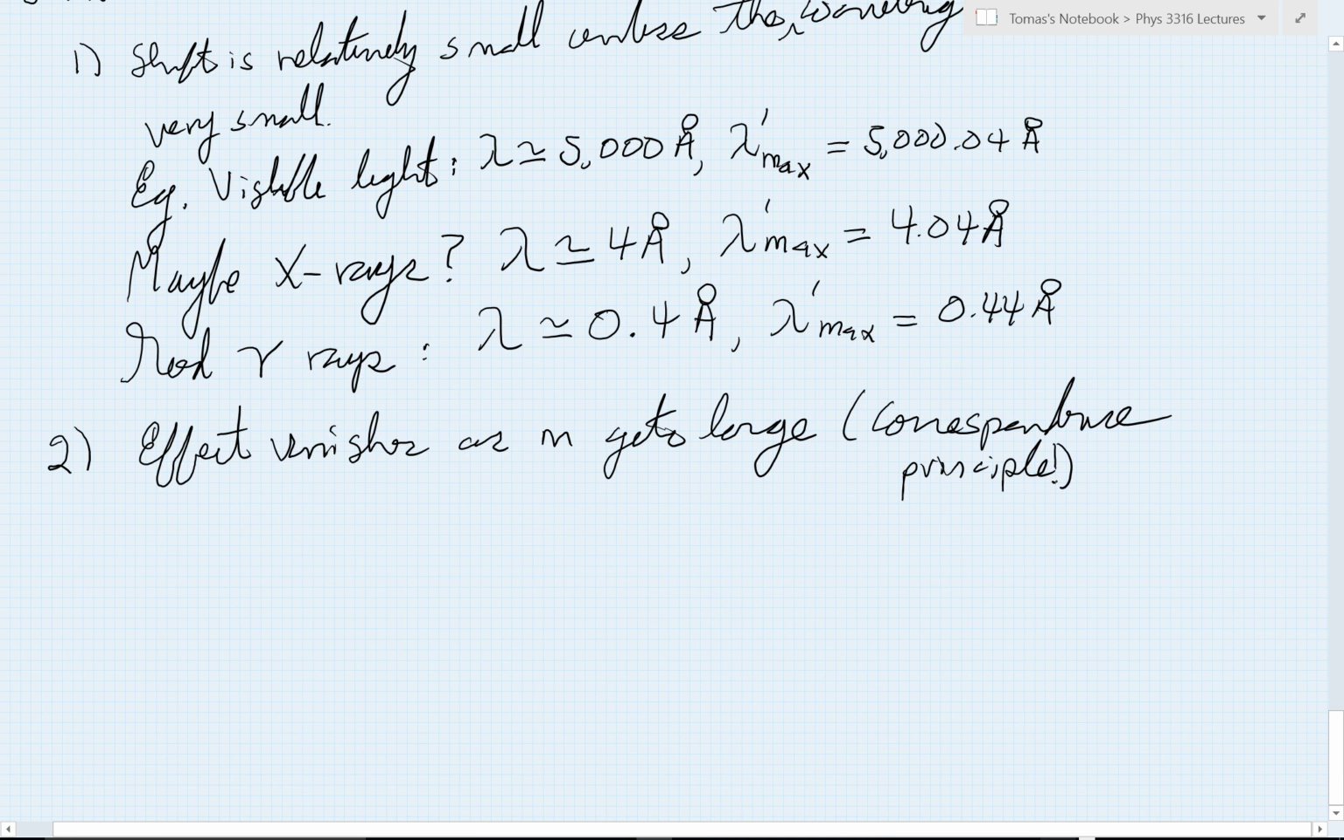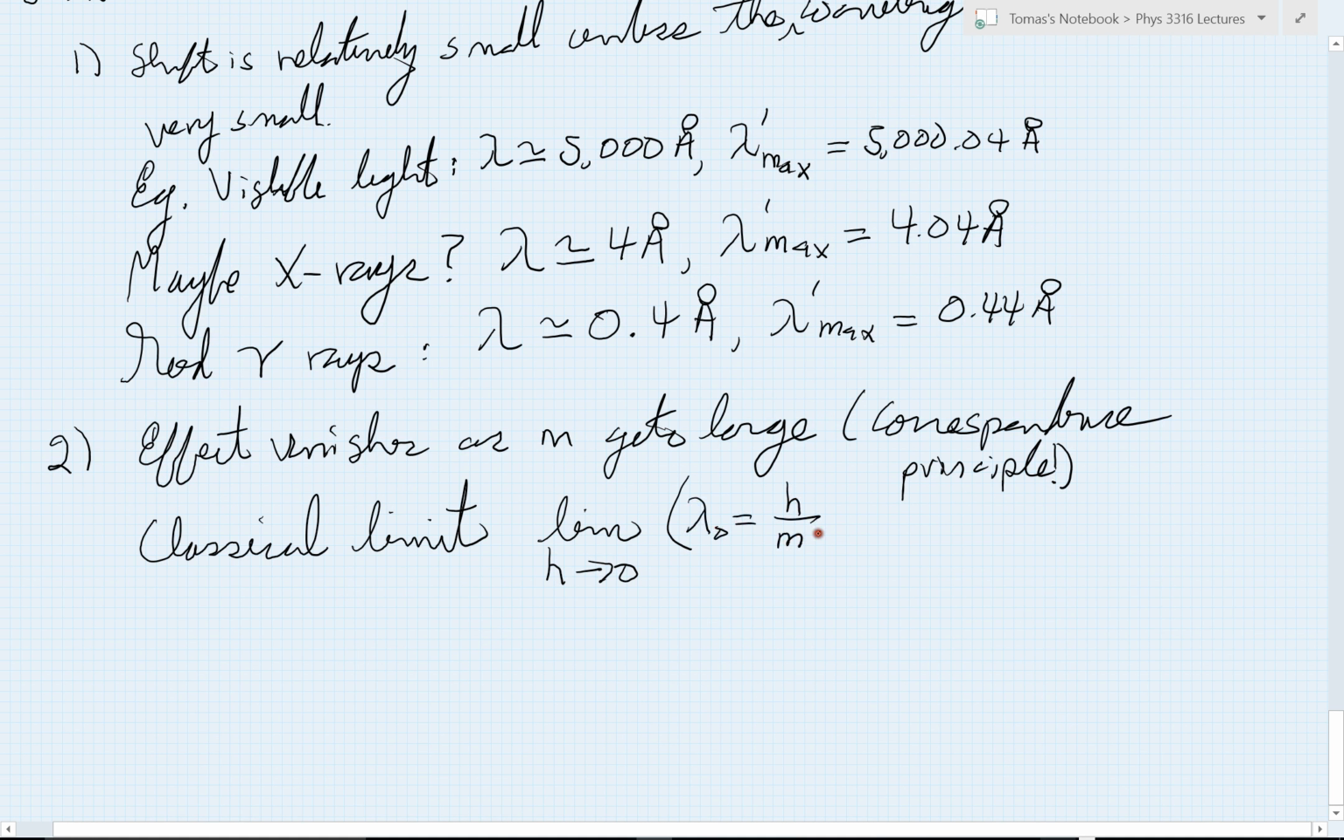Now, formally speaking, you can also do this analysis by doing what's called the classical limit. And I just want to show you how this works, right? If I take the limit of this shift formally, mathematically, as h goes to 0, remember lambda naught equals h over mc. Of course, as h goes to 0, that result is going to give me that lambda naught will actually approach 0 in that limit.